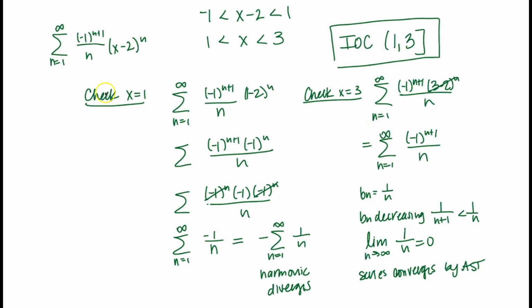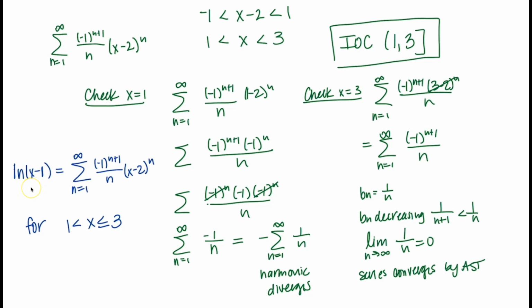So to recap here, here's what I can go ahead and say from the conclusion of this problem: the natural log of the quantity x minus 1 is equal to this power series, but only for values of x between 1 and 3, not including 1, but including 3.